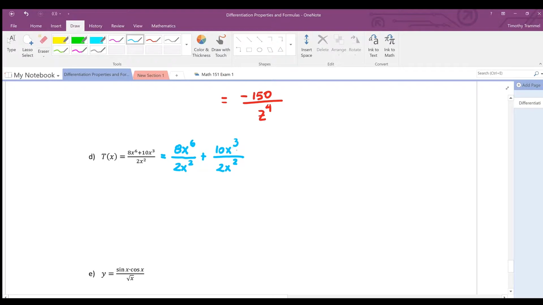And we can actually simplify that a little bit too, right? Each one of these. So the first one would be 4x to the 4th plus 5x. And now we could take the derivative. And all we need here really is the power rule. So I have 4 times 4x cubed plus 5 times 1. And if we want, we could rewrite this as 16x cubed plus 5.